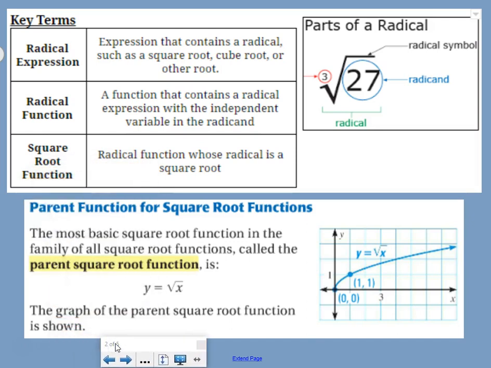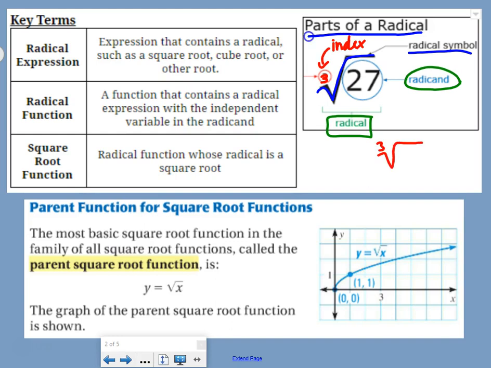A radical expression is an expression that contains a radical, such as a square root, a cube root, or other root. So just a reminder, a refresher, parts of a radical: we have the radical symbol. The number underneath the radical is called the radicand. The whole piece is a radical. And then this number right here, this one is 3, so that's a cube root, but it's called the index number. So we can have cube roots, we can have fourth roots, but the most common one that we work with is just square roots, like the square root of 16 we know is 4. That's what we're going to be focused on today.